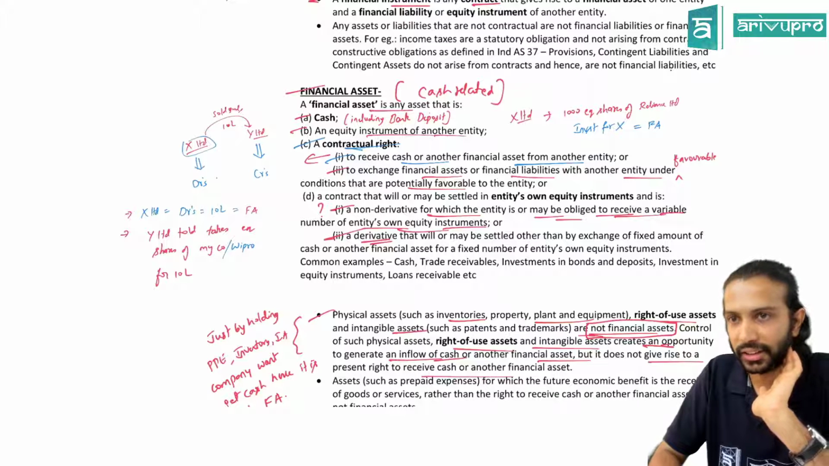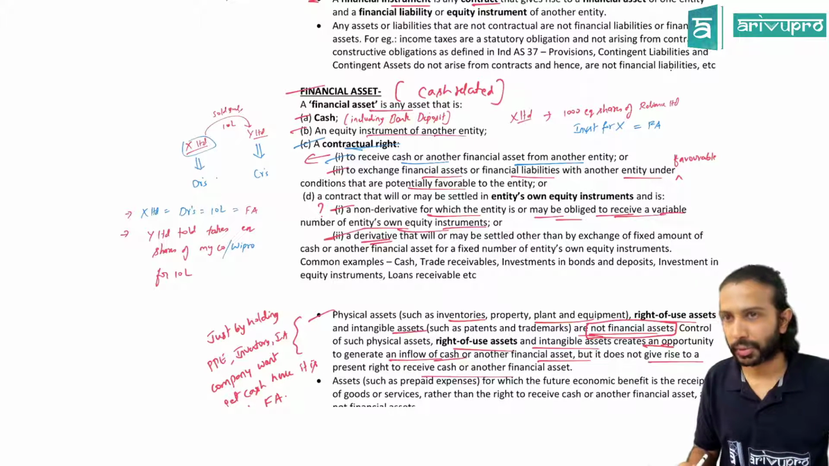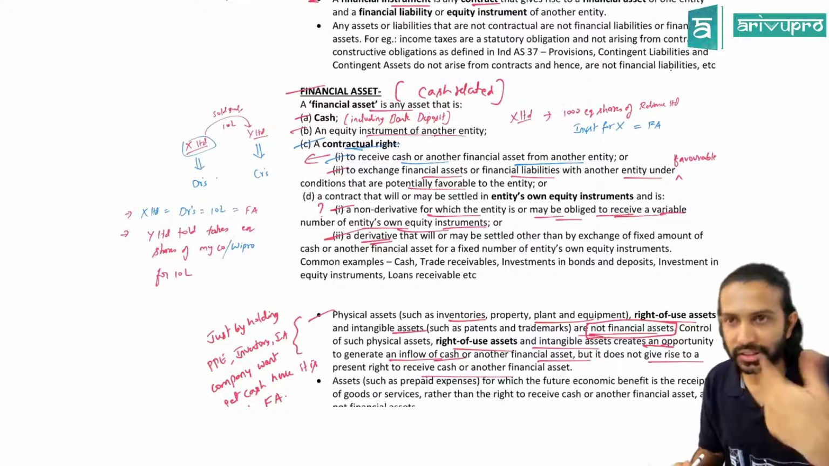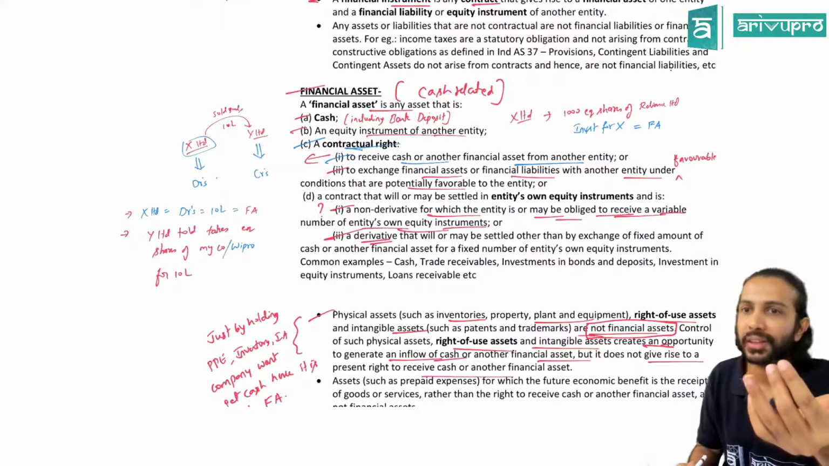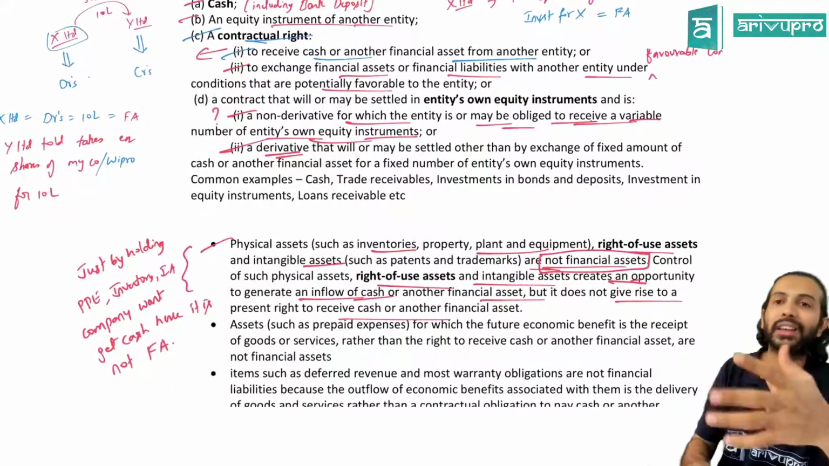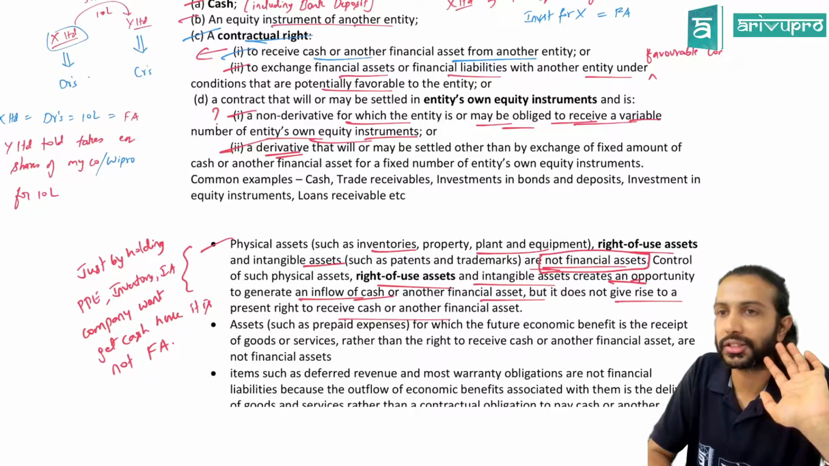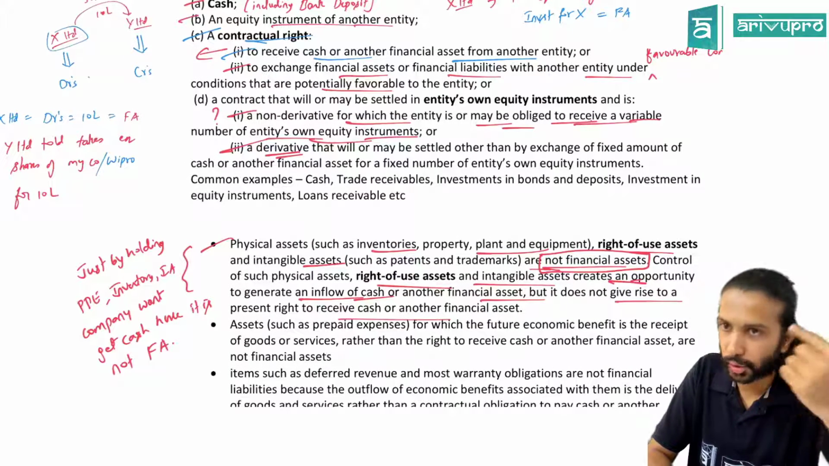Okay, are you getting it? Because the employee will work for you. That means in return, what are you going to get? Will he give the cash back or will he give you his service? He'll only give service. That means if you're getting any service in return, it is not a financial asset. Getting it? Okay. I'll give you one more example.